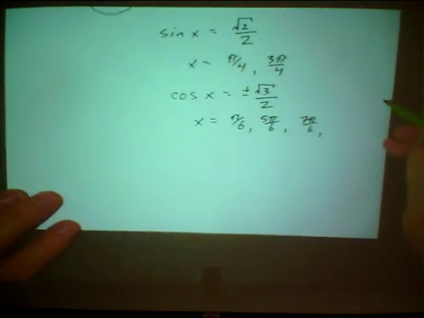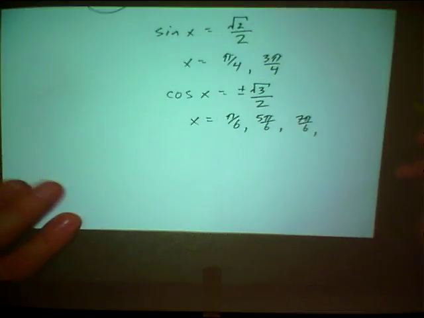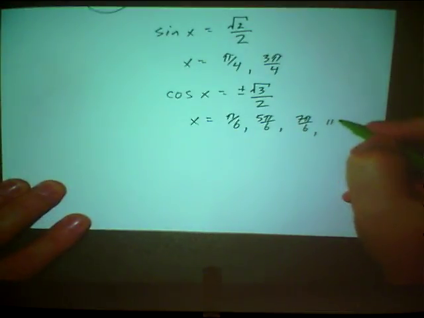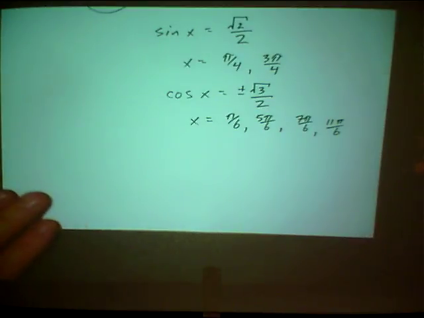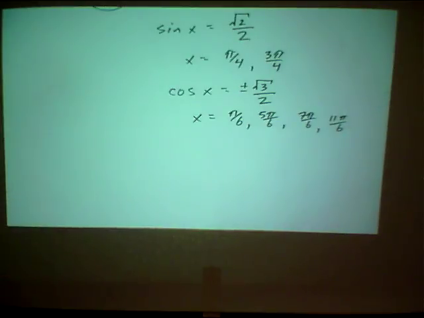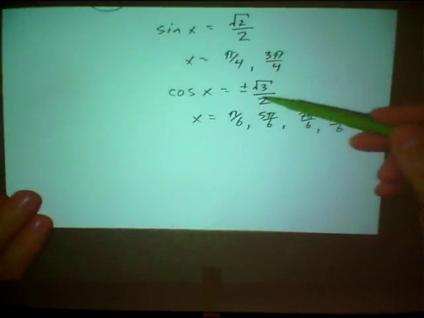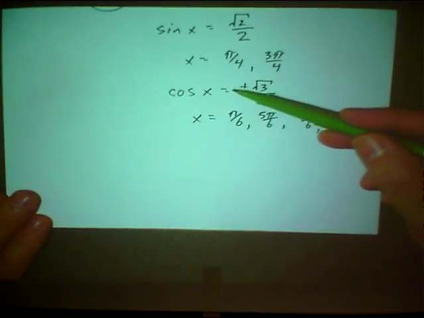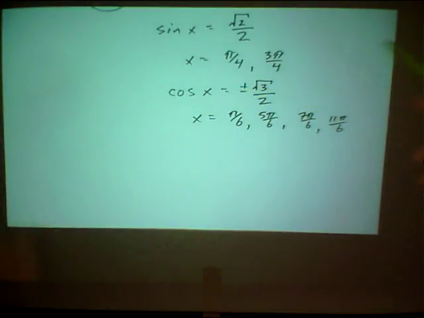And then I get to the fourth quadrant. In the fourth quadrant, I've got this point, 11 pi over 6. So there are actually 4 solutions. There are 4 different angles between 0 and 2 pi that cause the cosine to be plus or minus square root of 3 over 2.